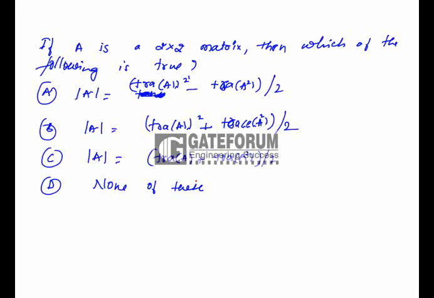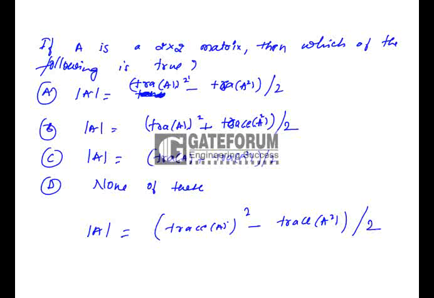It is given that A is a 2 by 2 matrix and we have to check which of the statements is correct. Now it's a direct, straightforward question. It's one of the properties of determinant. Determinant of A is nothing but trace of A whole square minus trace of A square, divided by 2, which will be the determinant for a 2 by 2 matrix. So the answer is option A.